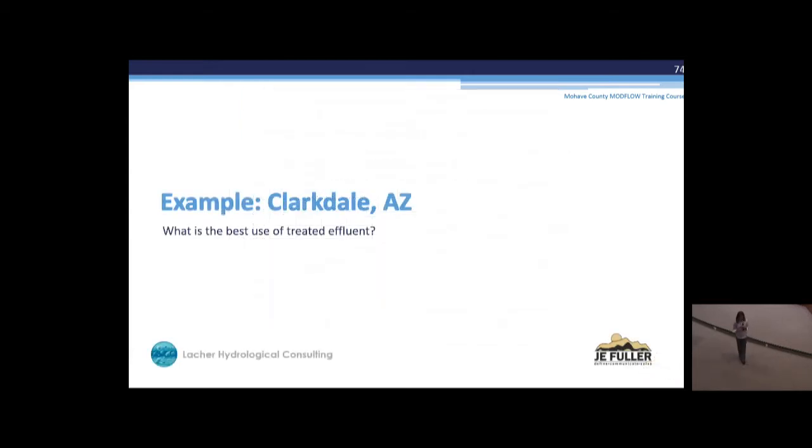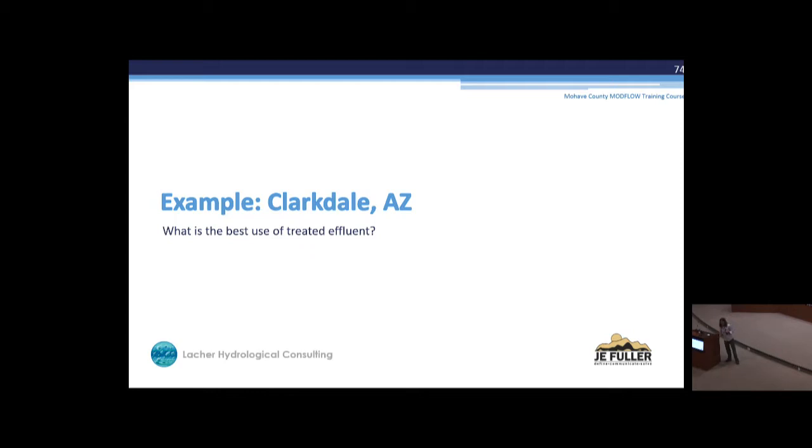All right, Clarkdale, Arizona is in the Middle Verde. You probably all know where that is, but it's a very small little town with about 2,000 permanent residents. And they have, amazingly, grade A+ effluent that they produce and don't know what to do with.